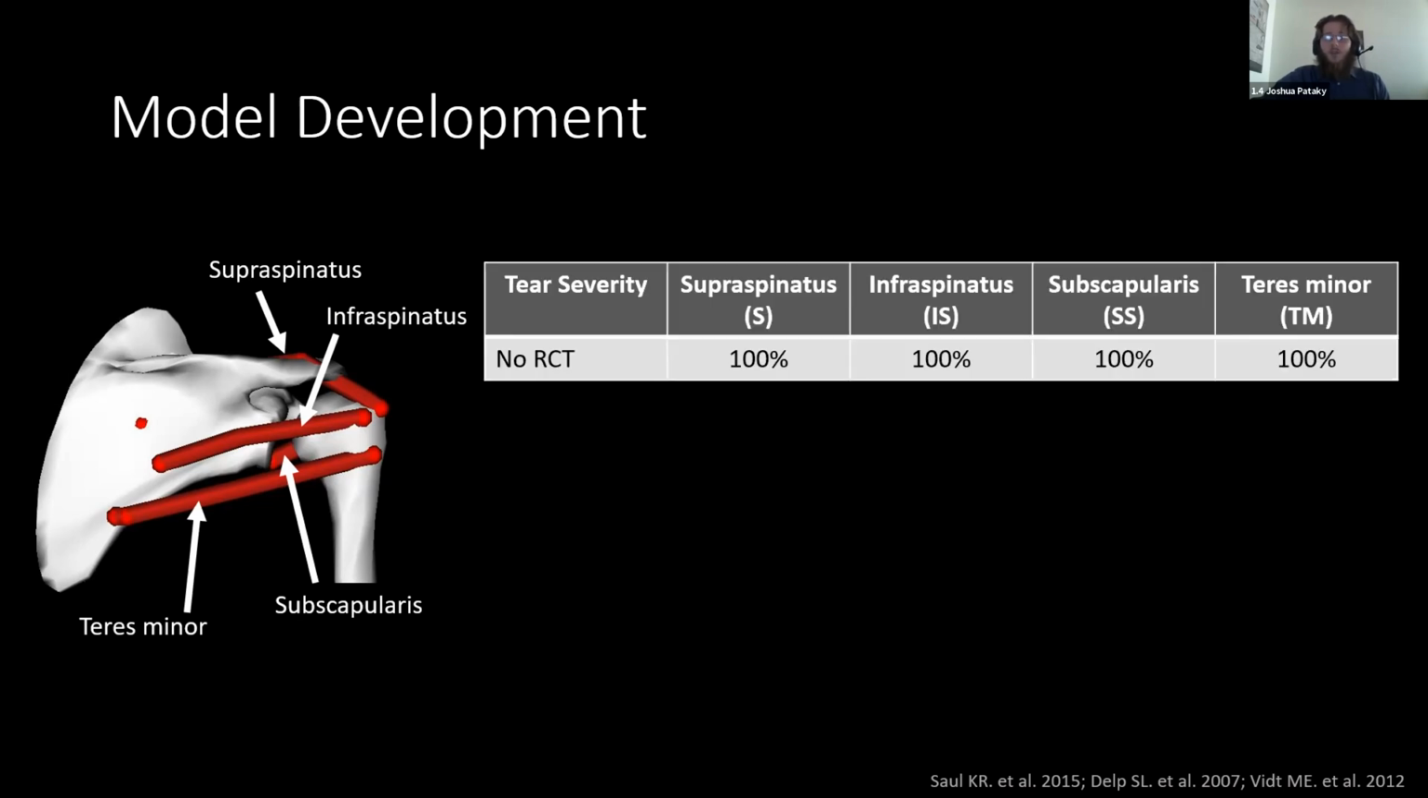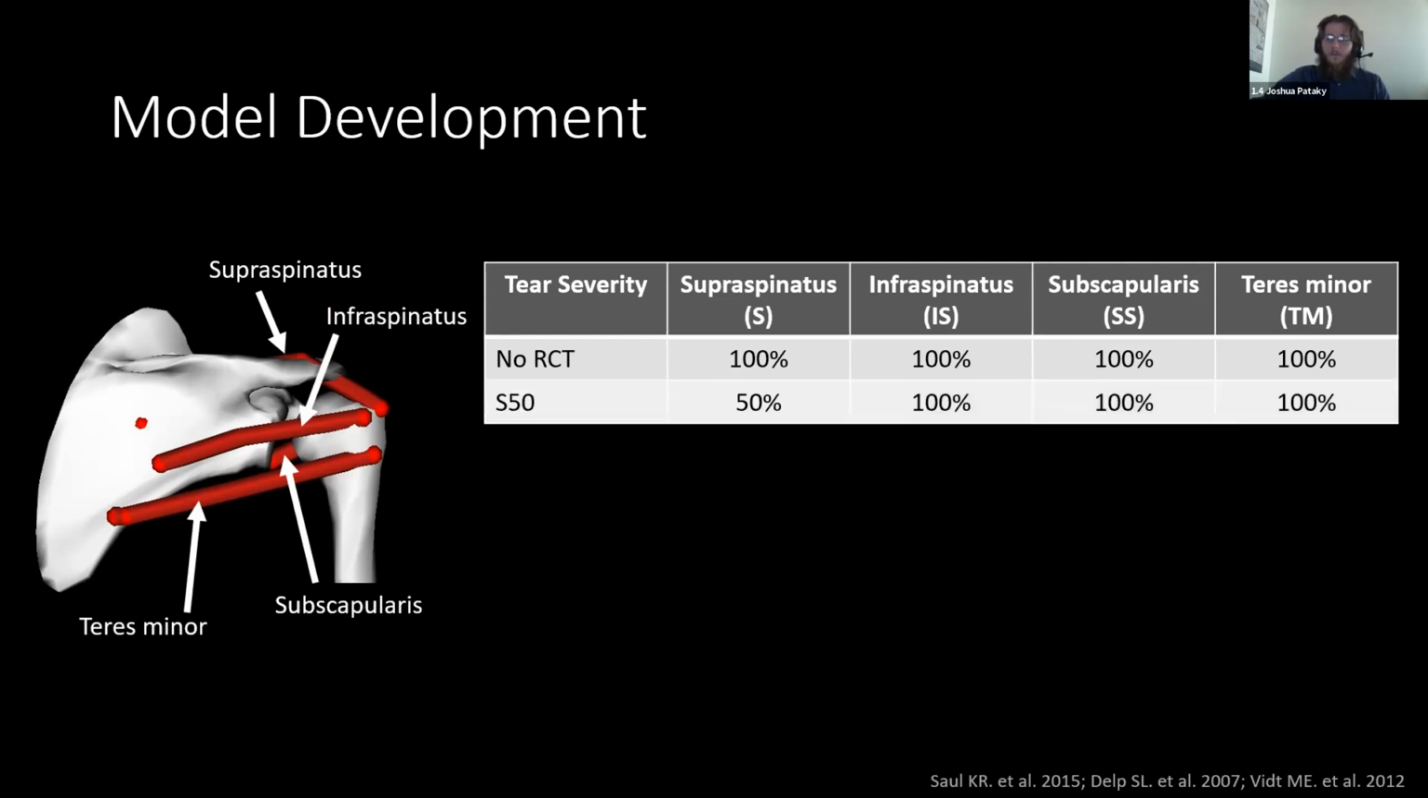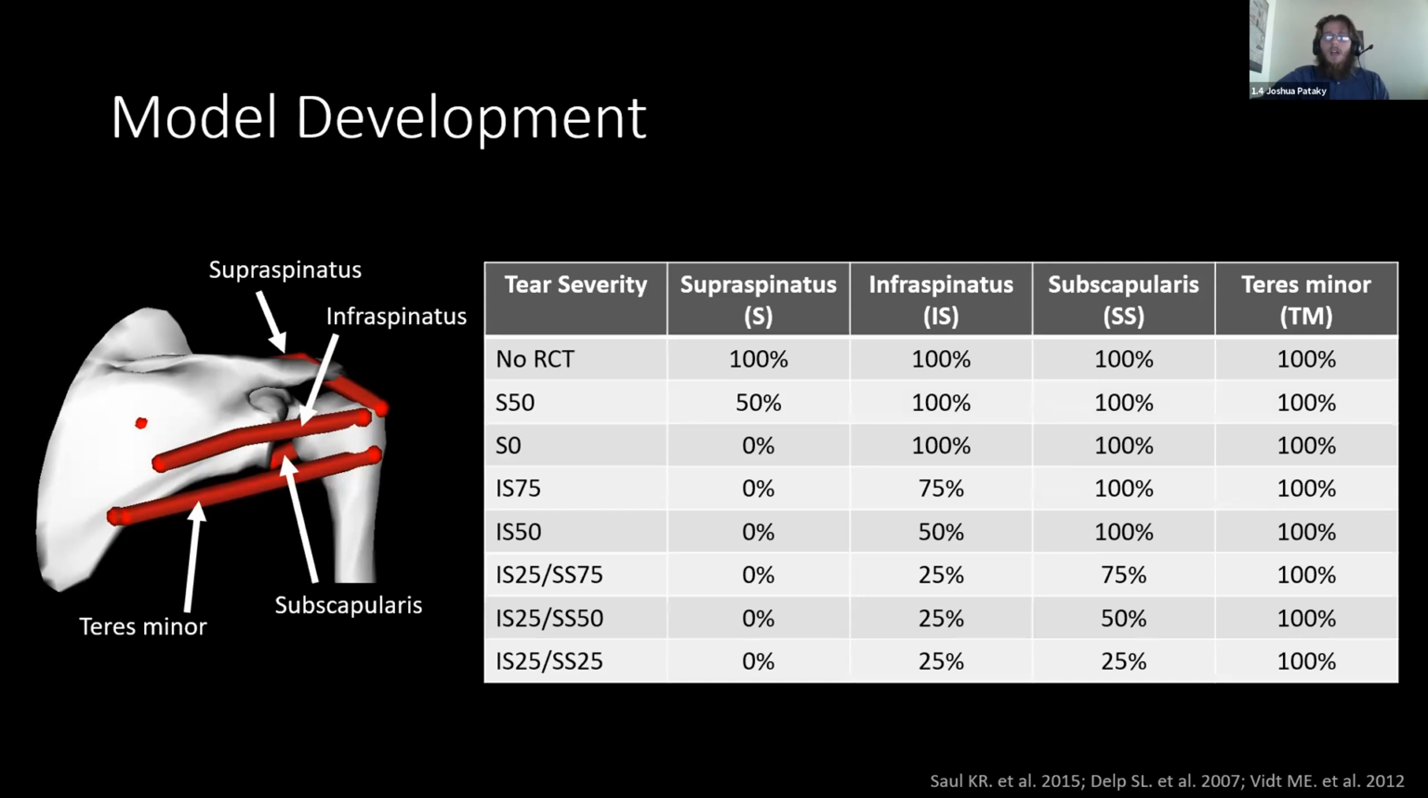A baseline model was created to observe the healthy rotator cuff, in which each of the 4 cuff muscles were at 100% of their peak isometric force. A partial thickness tear of the supraspinatus tendon was modeled next by reducing the supraspinatus muscle force to 50%, with the rest of the muscle forces kept at 100% of their peak isometric force value. This was continued through for massive tears, including the supraspinatus, infraspinatus, and subscapularis muscles.